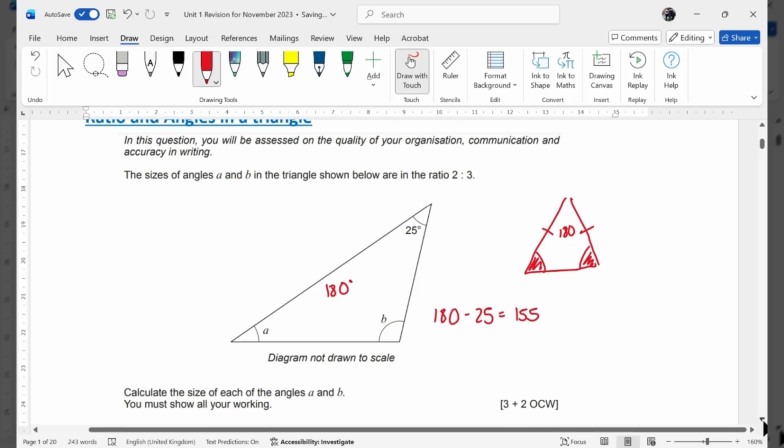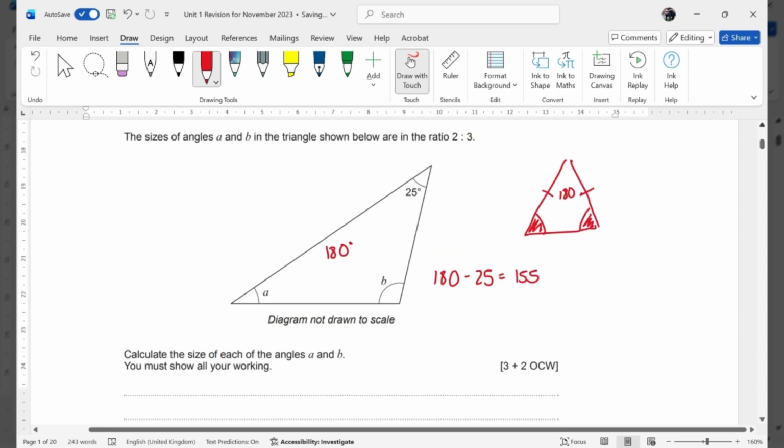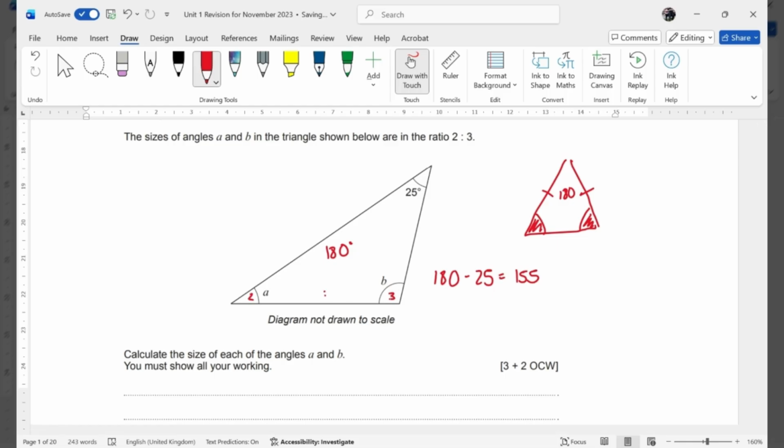And then I'm told that the angles A and B are in the ratio, sorry, I will need to go back up, are in the ratio 2 to 3. So 2 parts to 3 parts. So I need to share what's left in the ratio 2 to 3. The technique we use is add. So we add the 2 and the 3. We share the 155 into that many parts.